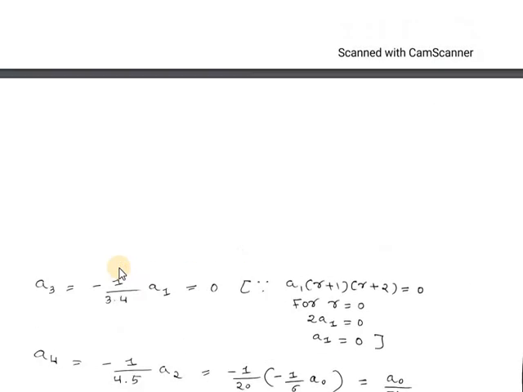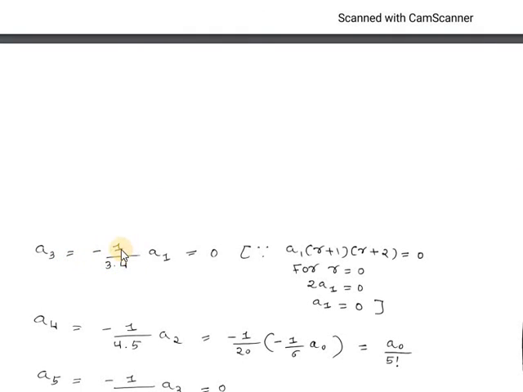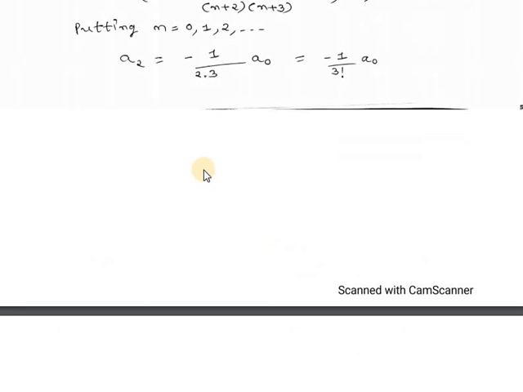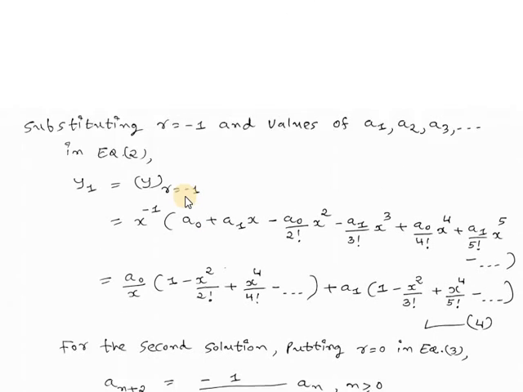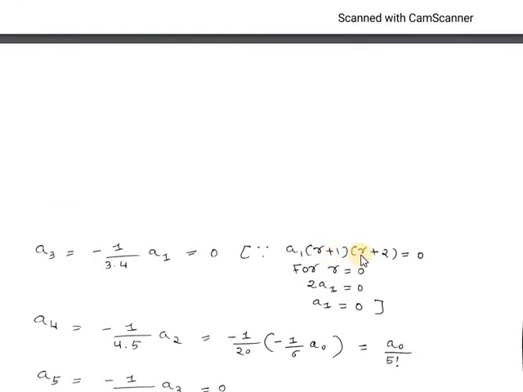Now putting n is equal to 1 in this relation, we will get a3 is equal to minus 1 divided by 3 into 4 into a1. Now a1 is 0, because we know that a1 into (r+1)(r+2) is equal to 0, but we are finding the value of a1 for r equal to 0. We are discussing here r equal to 0, finding the second solution for r equal to 0. So putting r equal to 0 in this expression, we will get 2a1 is equal to 0, so a1 is equal to 0.